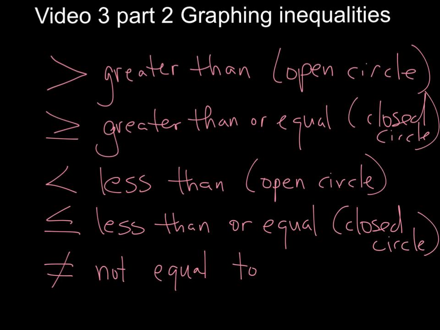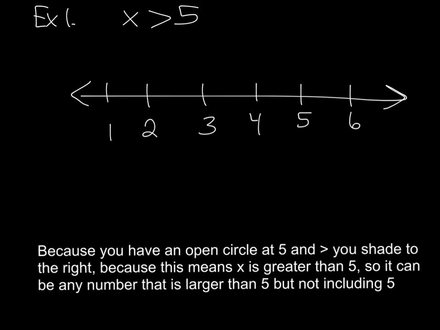Less than is an open circle because you're not including that. Less than or equal to is a closed circle because you're including that number. And then this one was the different one, which simply means not equal to. All right, so example 1 is simply x is greater than 5, okay?